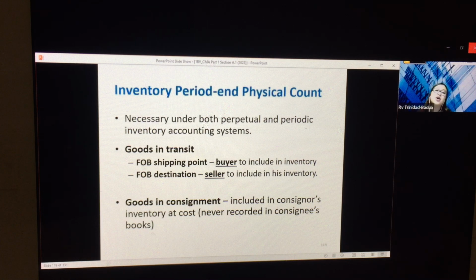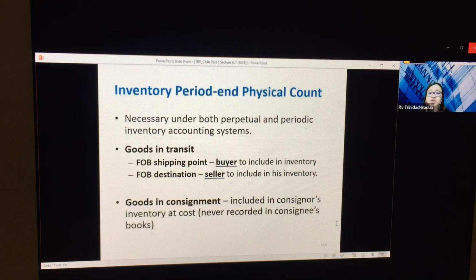Kasi ibig sabihin nun, ikaw ang nagbayad. No? Say for example, ako yung buyer. It's FOB shipping point, you're the seller. If it's shipping point, from the point na shinip siya, I would be liable for the cost. I would be liable for the inventory. And so, I must include it in my inventory cost. If it's FOB destination, si seller ang magdadagdag ng cost sa kanya inventory up until the point of destination. So, hanggang makarating sa'yo, ako pa rin ang mag-record if I am the seller.